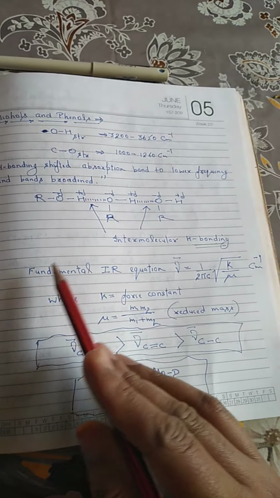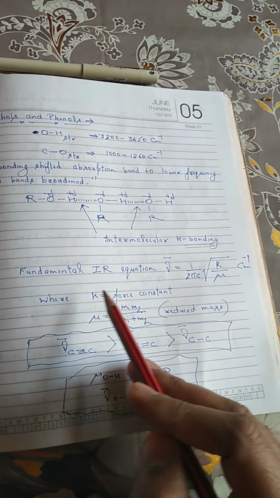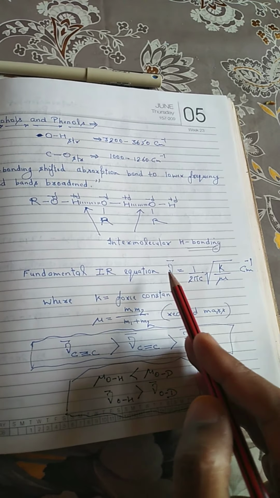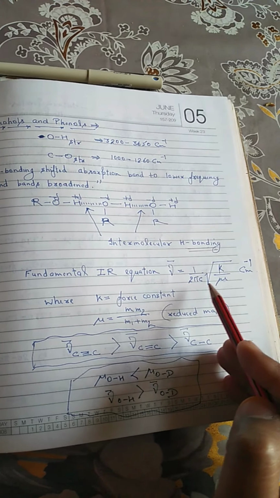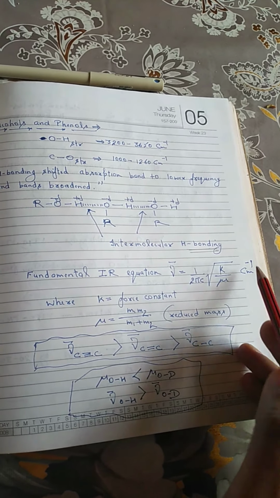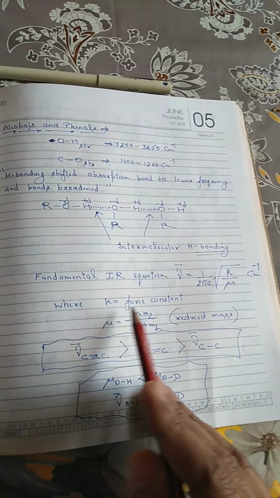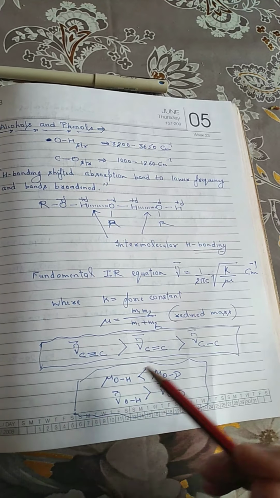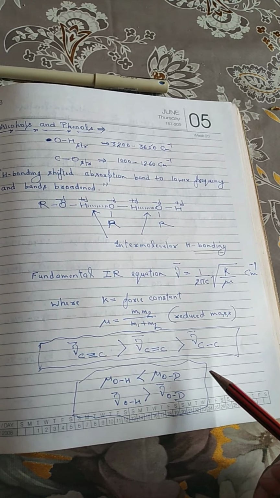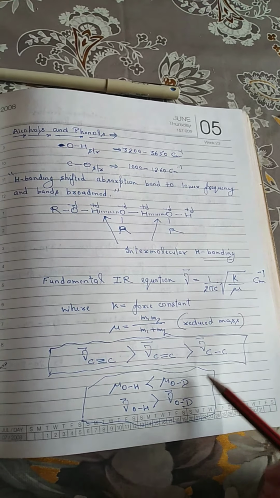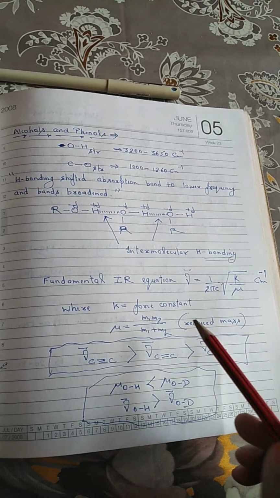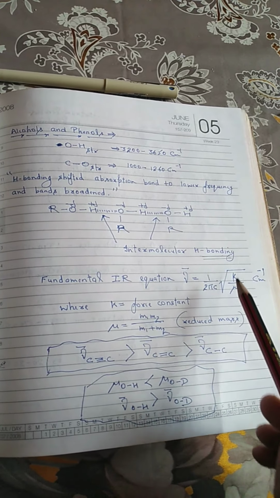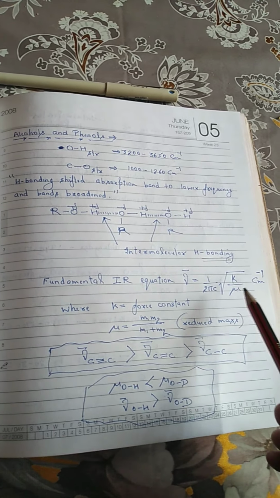This is the fundamental equation for infrared spectrum. Nu bar equals 1 upon 2 pi c under root k upon mu, in centimeter inverse, where k equals force constant and mu equals reduced mass. Here we are showing the impact of force constant and reduced mass.